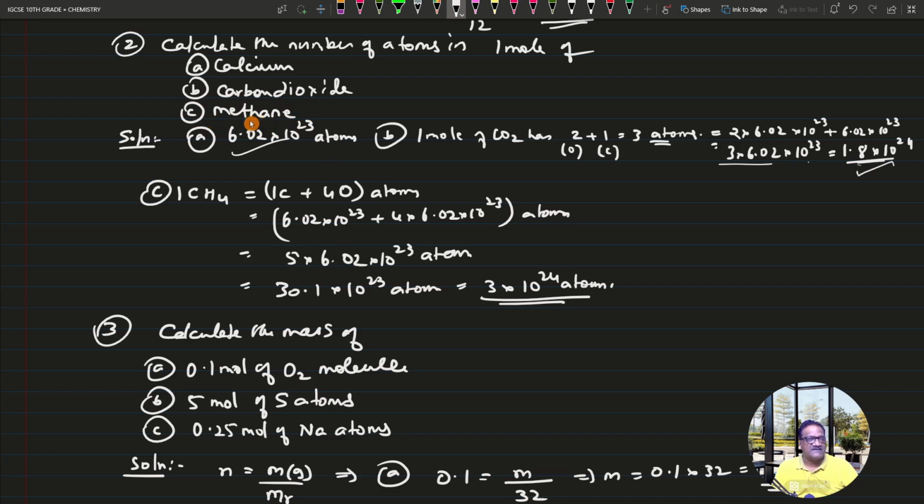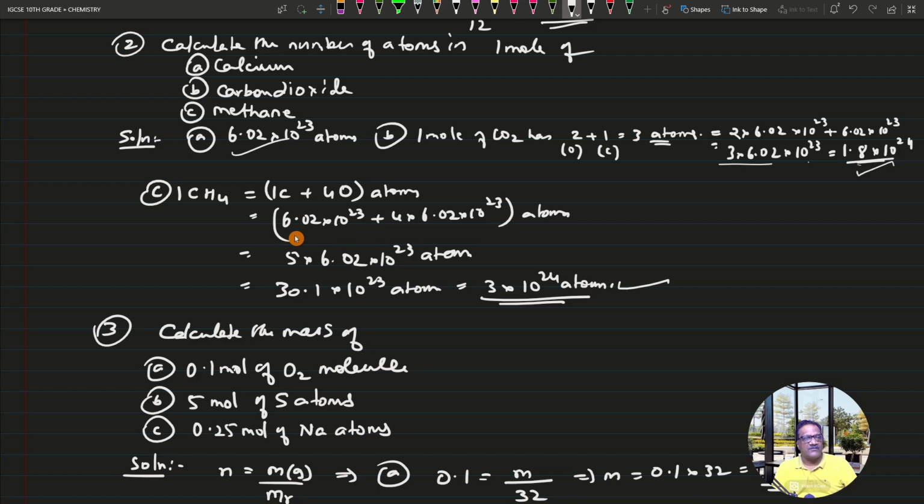C part of the question is methane. Now 1 methane, 1 CH4 contains 1 carbon atom and 4 hydrogen atoms, right? The meaning of this is 1 mole of carbon atom will contain how much? 6.02 into 10 raised to 23 atoms of carbon, right? And 4 moles of hydrogen will contain 4 into 6.02 into 10 raised to 23, isn't it? So when you work out this, you will get 5 into 6.02 into 10 raised to 23 atoms, which works out to 30.1 into 10 raised to 23 atoms. In standard form you can write this as 3 into 10 raised to 24 atoms.